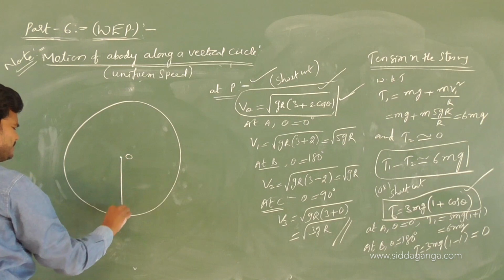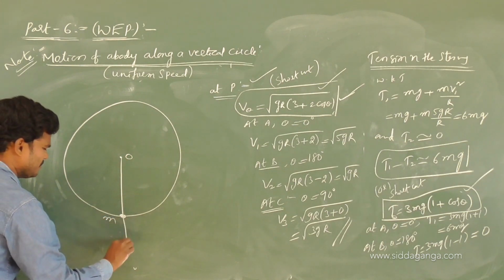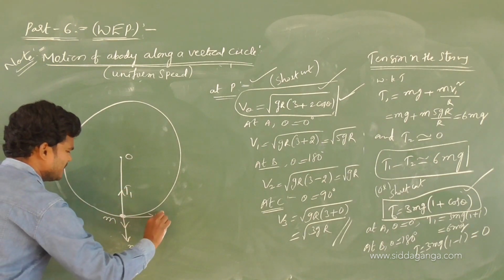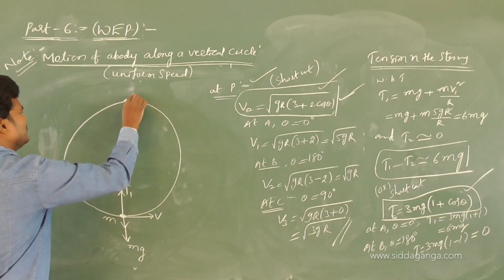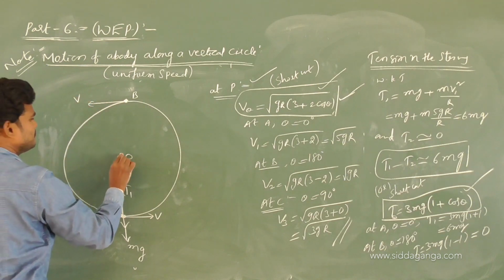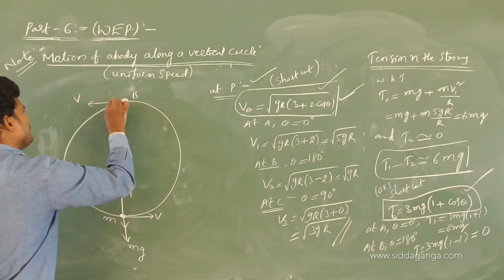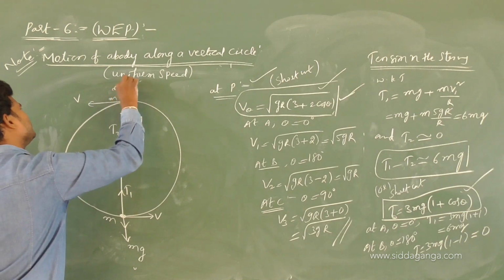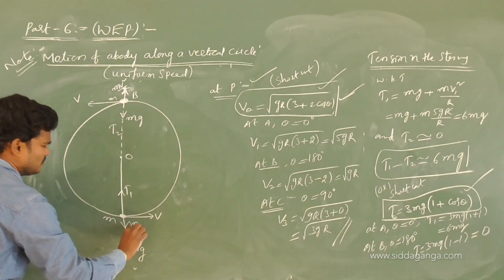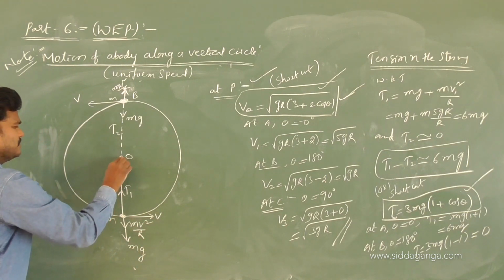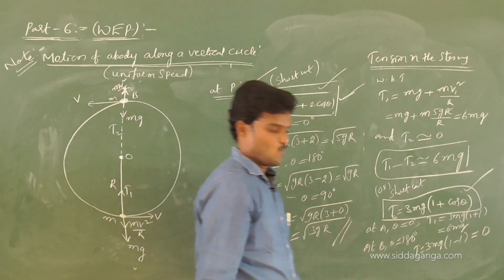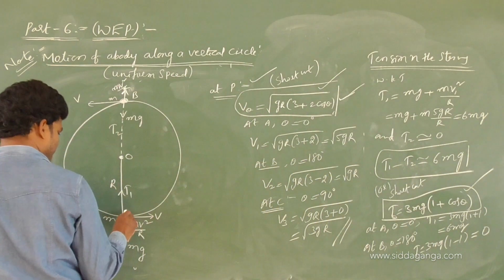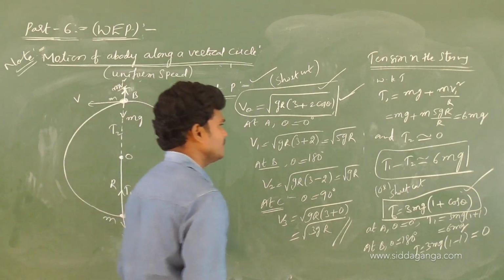Here, this is the center and a body of mass m, weight of the body mg, T1, and v is the speed. Okay, v is the speed at every point. This is B. Here also the speed is v. Weight is mg, T2, and mv square by r. Here also mv square by r. R is the radius. Let us see what is the velocity and what is the tension at point A, tension at B. We can find tension at other points also.